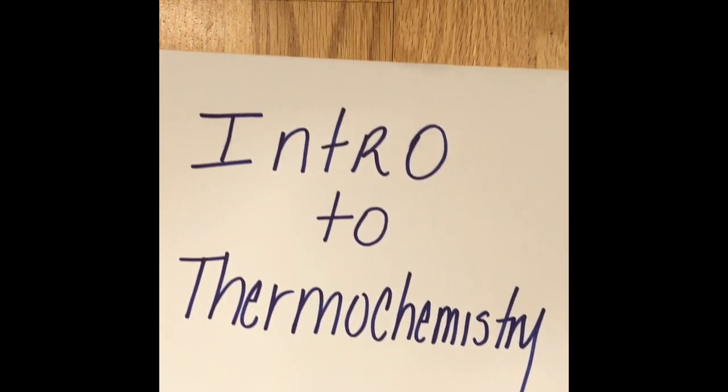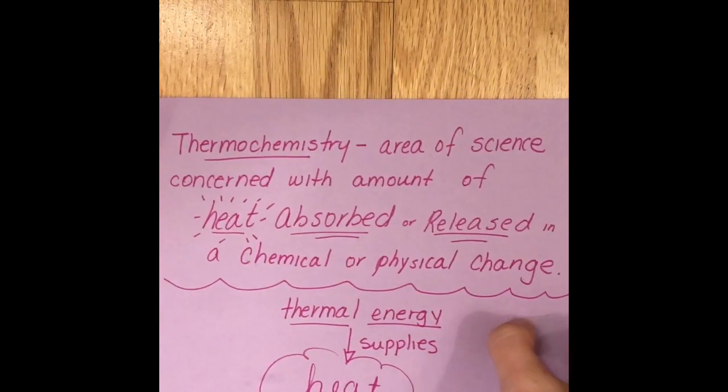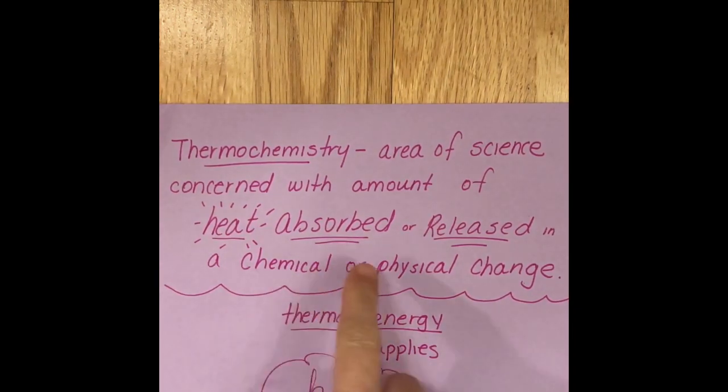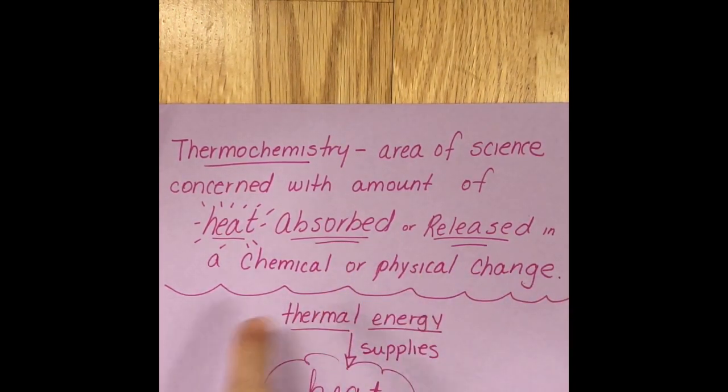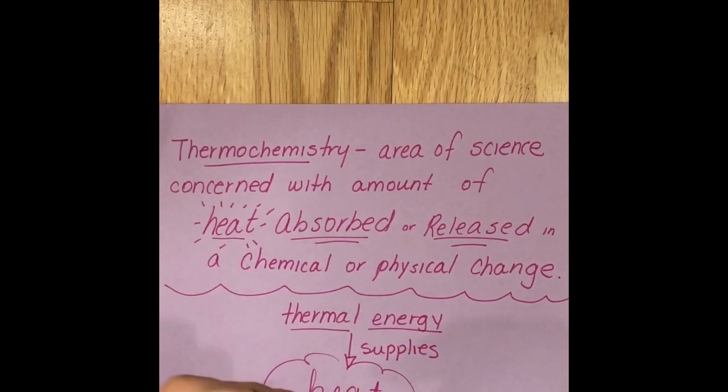This is a flip video about thermochemistry. Thermochemistry is an area of science concerned with the amount of heat absorbed or released in chemical or physical changes. So chemical and physical changes are things we talked about pretty much all year. And in these processes, there's this heat, and sometimes it's absorbed, sometimes it's released. That's what we're going to be talking about.